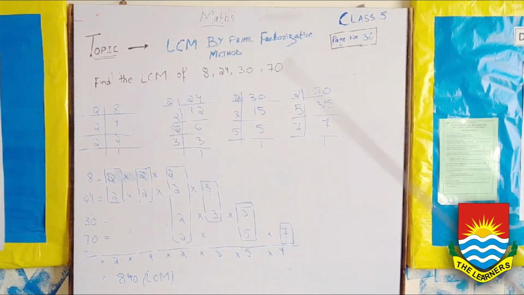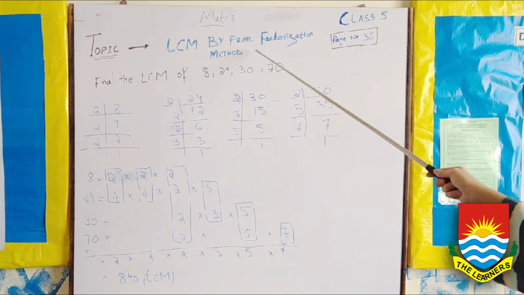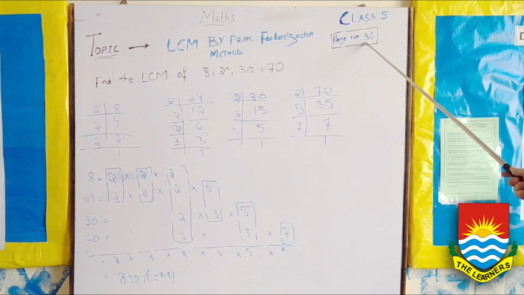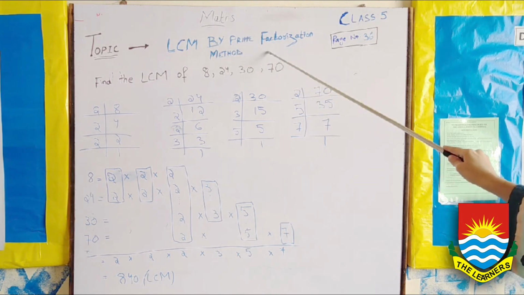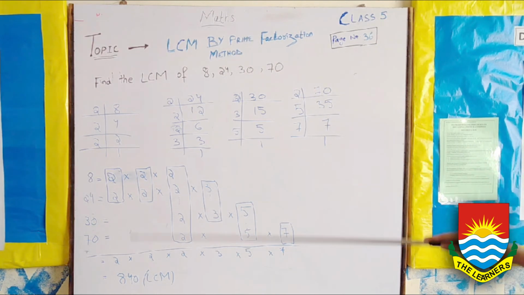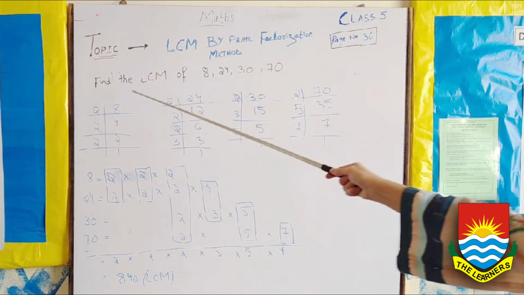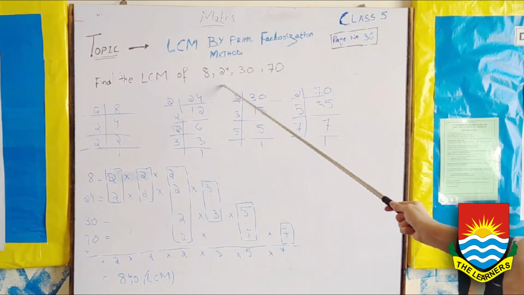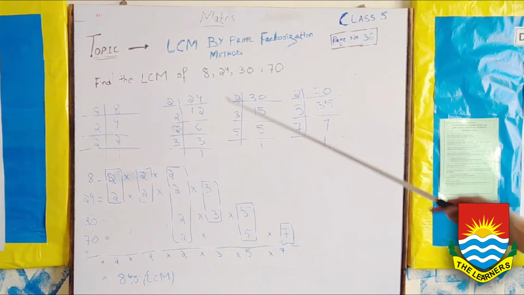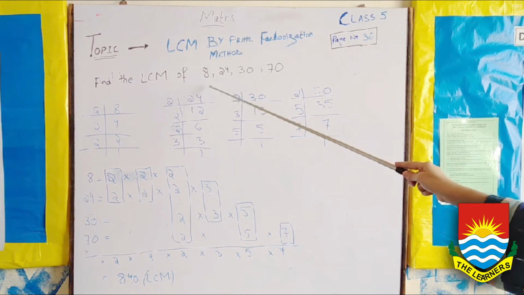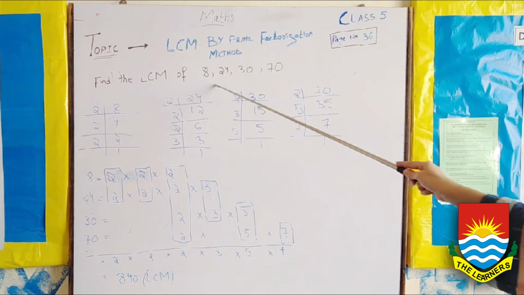The next topic is LCM by prime factorization on page number 36. We have to find the LCM by the same prime factorization method. Now let's find the LCM of 8, 24, 30 and 70. Same as we did for the HCF before, we have to take the factors of these numbers.